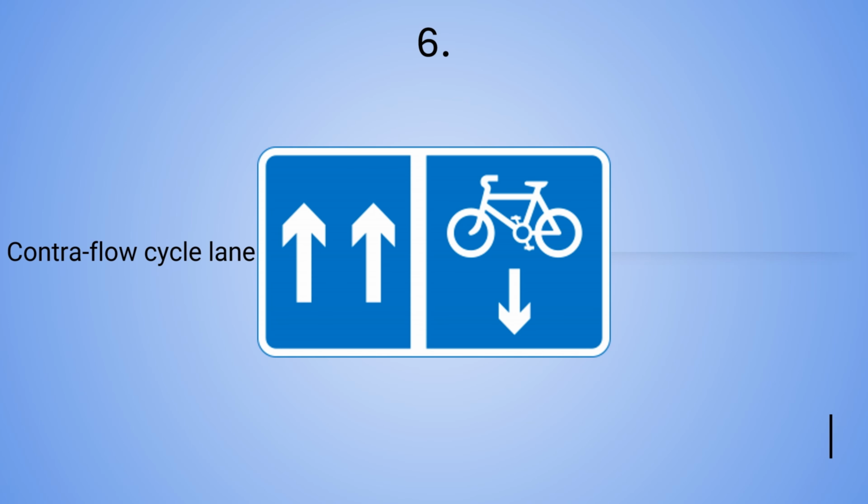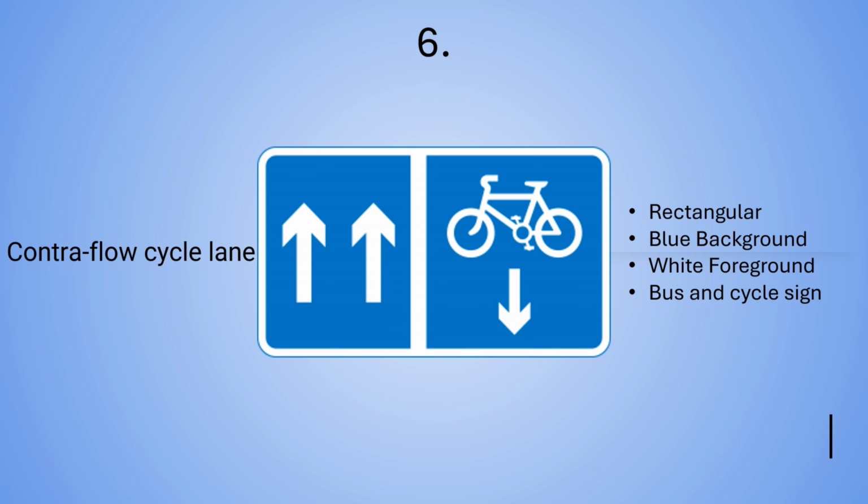Sign number 6 is a contraflow cycle lane, and it's rectangular in shape on a blue background with a white foreground, and it's a bus and cycle sign. If you have a look at this sign, you can see the lane with the 2 arrows going upwards, which is separated by a bicycle symbol with an arrow pointing downwards, which means that the bicycles will go opposite the flow.